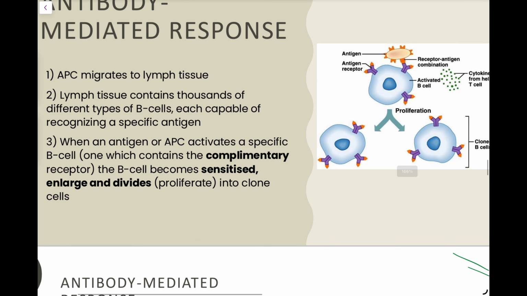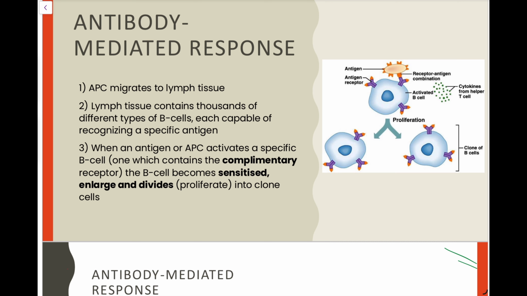So this here is a quick list, a checkpoint for you to tick off these stages involved in that humoral response. So as we've just drawn on our diagram, our first step is where the antigen-presenting cell migrates towards that lymph tissue. Secondly, within the lymph tissue, we've got lots of different types of B cells, and these are sensitized, enlarged, and caused to divide. Now, another word that we can use to describe this process is the proliferation of B cells into clone cells.